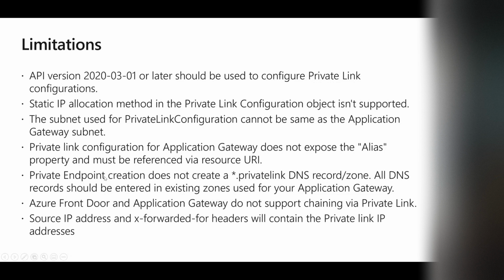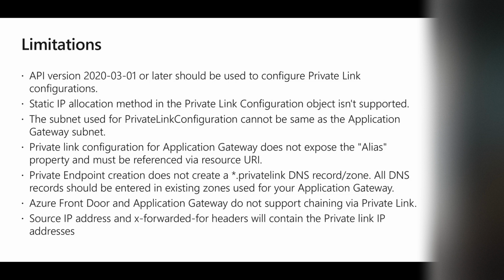The thing is, the source IP address and the X-Forwarded-For header will contain the private link IP address if you're accessing it from the private link. So it will not be the public address that normally comes in. It will be this address. So these are some of the things.